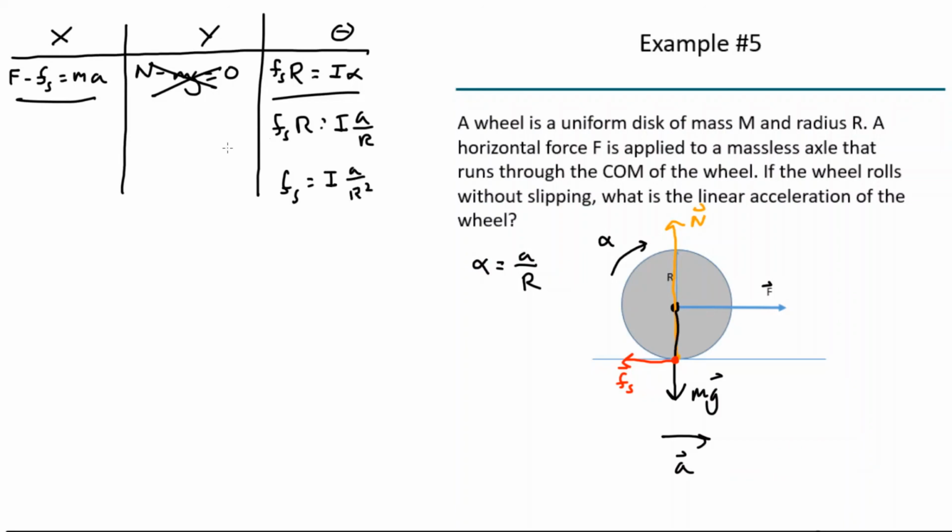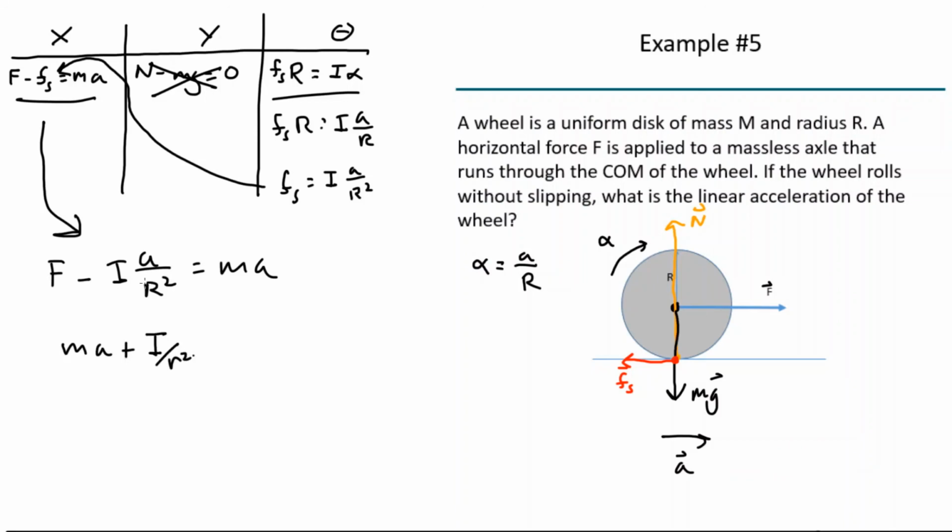I can plug that in just like we did with the wheel rolling down the incline. Plug that in up here. I'll bring this equation down so we have some more room. I get F minus I a over R squared equals ma. Solve this for a. I get ma plus I over R squared times a equals F. I can factor out this a and divide by all that other stuff. I get a equals F over m plus I over R squared.